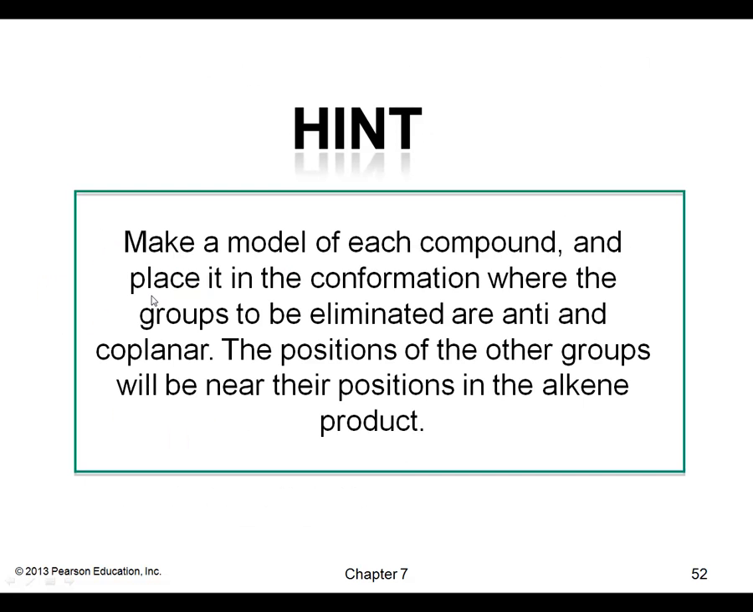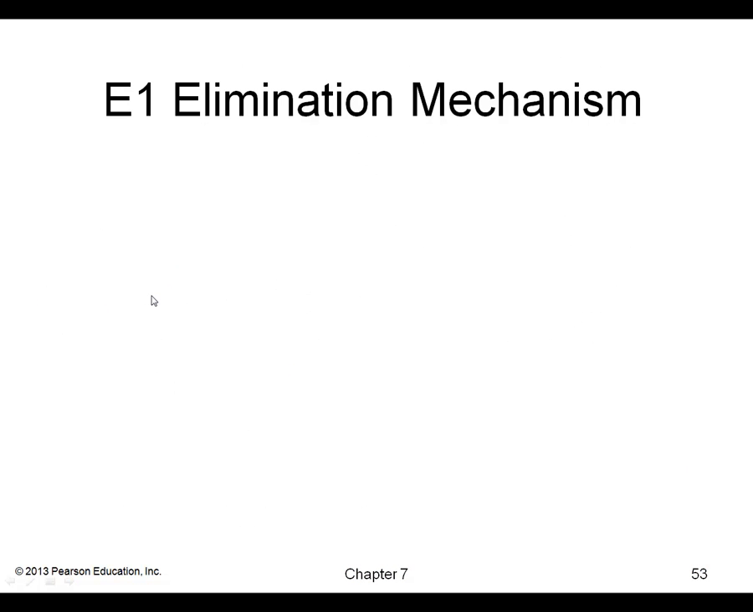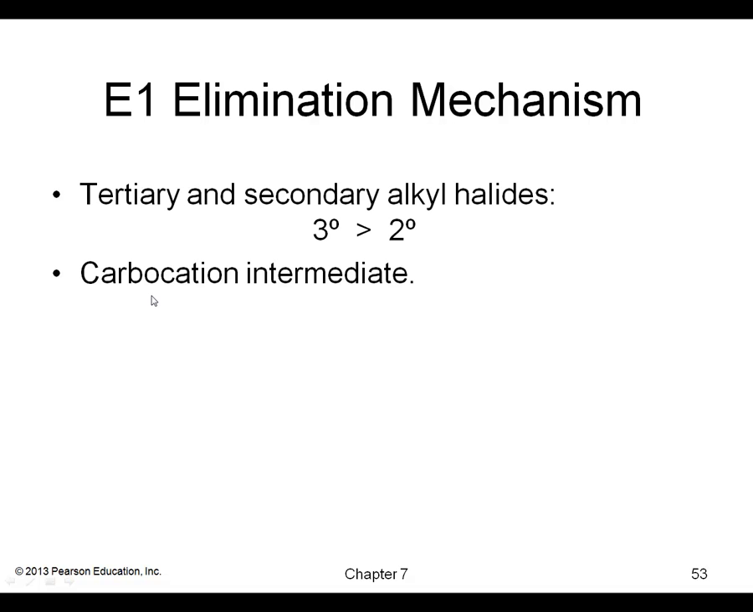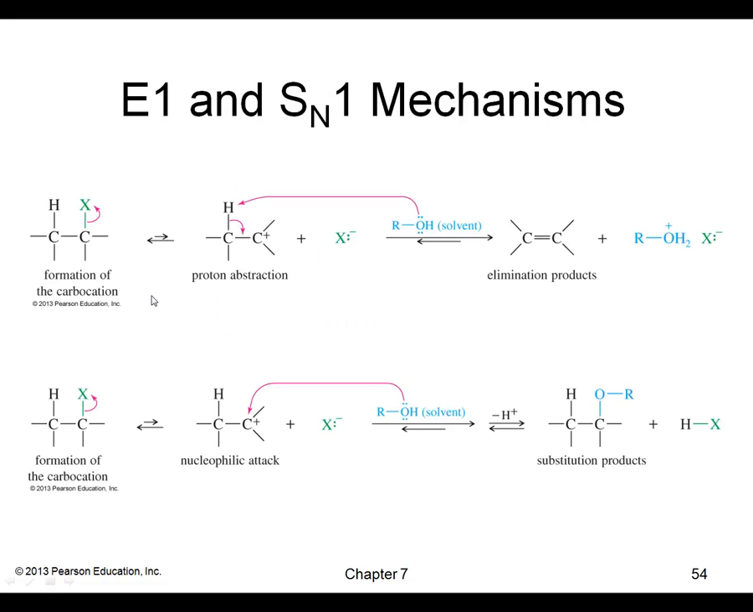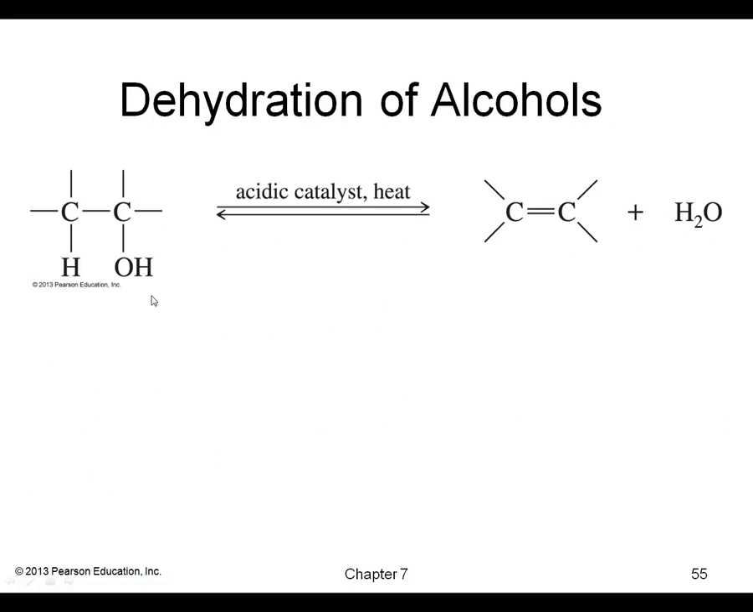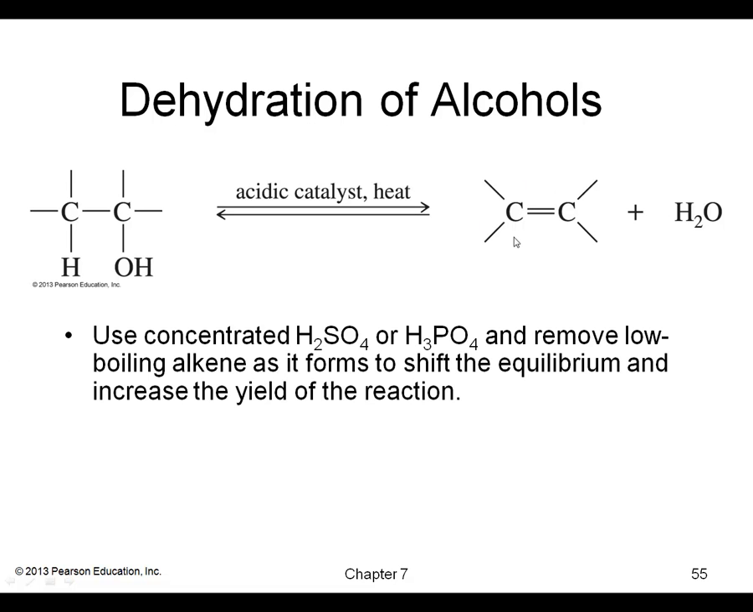Let's just skip over this stuff here. The E1 mechanism, again, all review from the last chapter. You can get a dehydration of alcohols to form a double bond. We typically use sulfuric acid or phosphoric acid and heat. So anytime I use one of these two acids and heat with an alcohol, it'll form a double bond between the two.